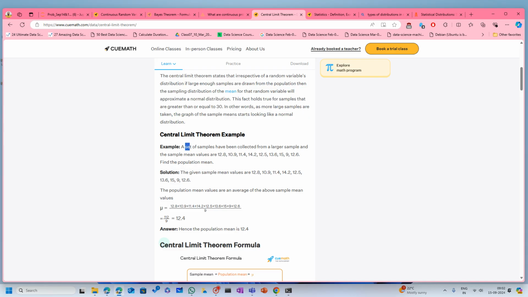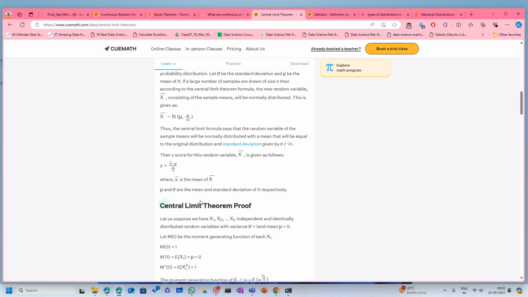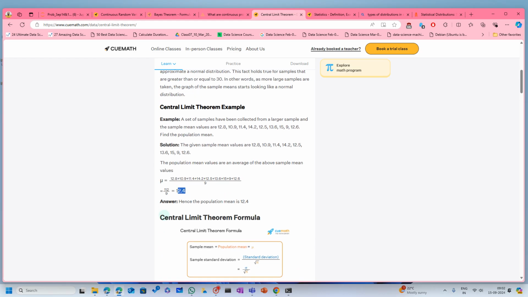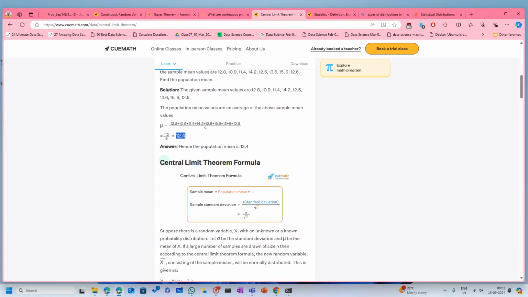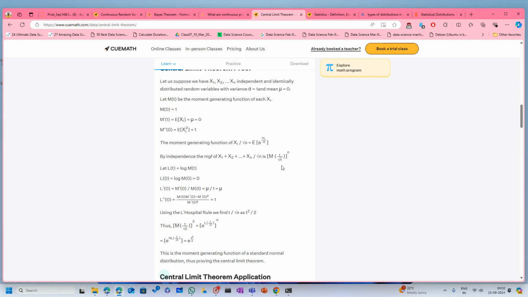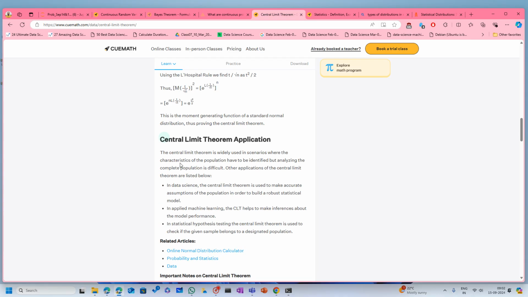For now, if you notice, they have taken a very simple example in which they have calculated the mean values. When you calculate the mean, mu, you'll get the mean value as 12.4. But if you repeat the same experiment, you may get the mean as more or less, plus or minus some value to this. But when you take the sum of all these values and start plotting, then you will get a normal curve.